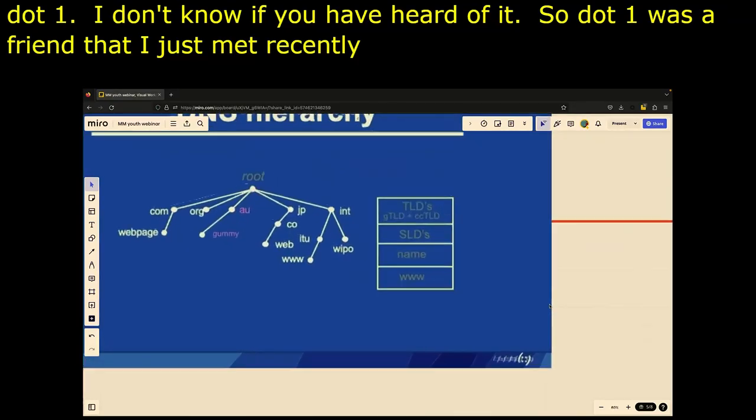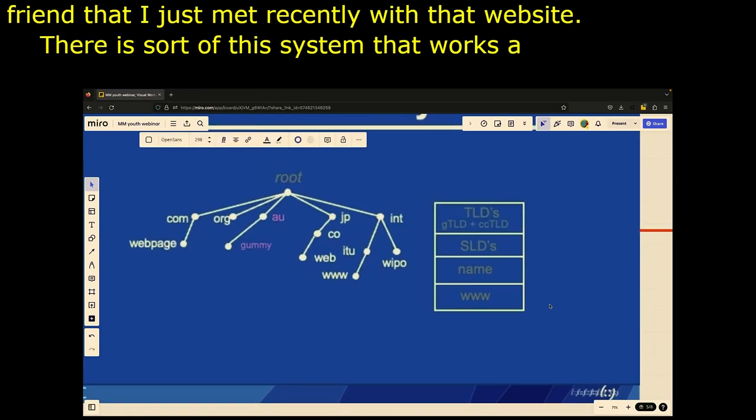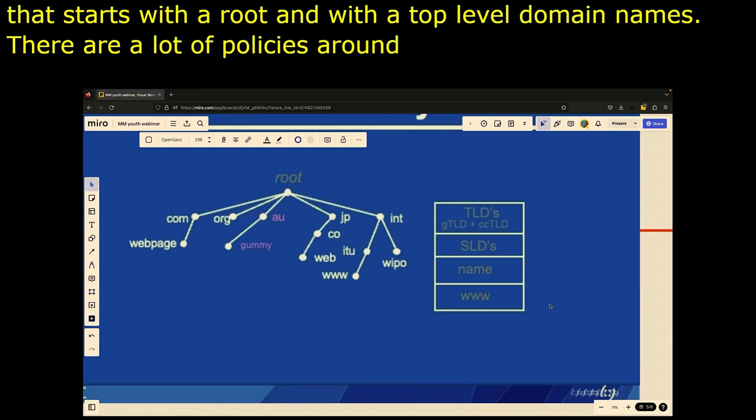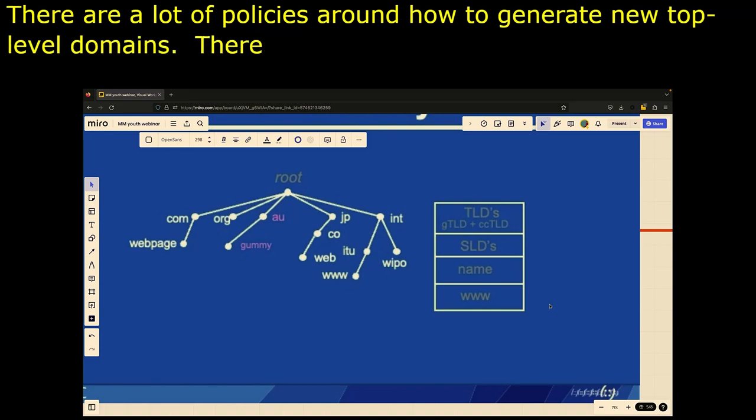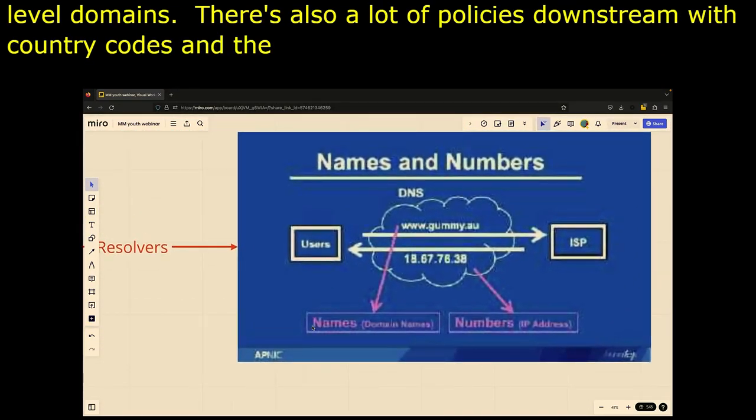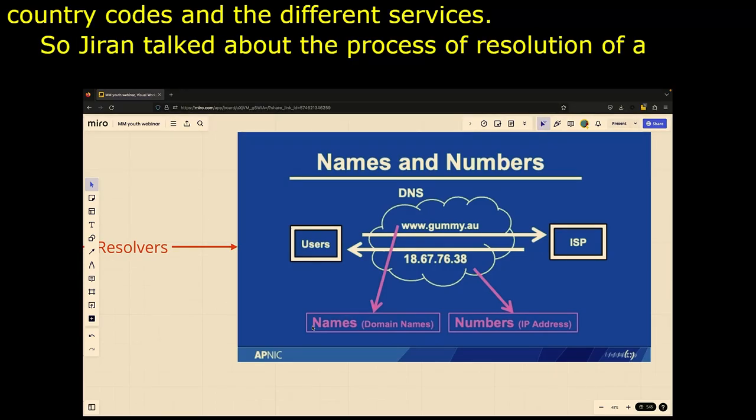So there is this system that works a little bit on a hierarchy that starts with the root, then with the top level domain names, and there is a lot of policies around how to generate new top level domains, and there is also a lot of policies downstream with the country codes and the different services. So Yaron talked about the process of resolution of a domain name and translating that into an IP address to enable that exchange of communications.